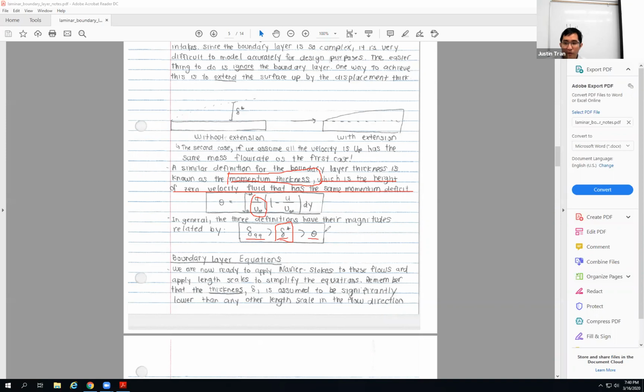Are there any questions before we jump into the boundary layer equations?